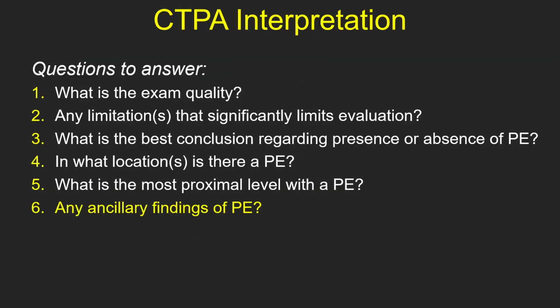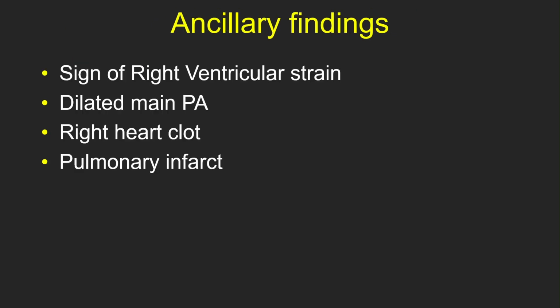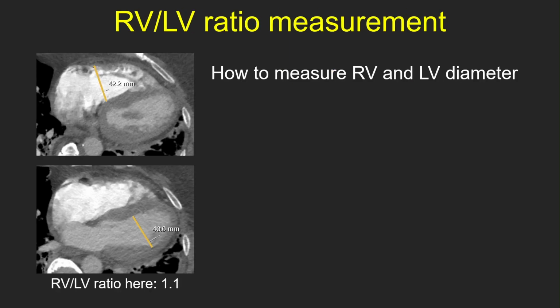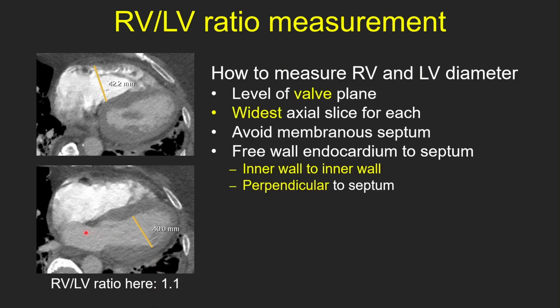The last question to answer is, are there any ancillary findings of PE? Ancillary findings include signs of right ventricular strain, dilated main PA, right heart clot, and pulmonary infarct. Evaluate for signs of RV strain only for positive PE. RV strain can affect the risk category of PE. For the RV-LV ratio, measure the RV and LV diameter at the level of the valve plane, choose the widest axial slice for each, avoid the membranous septum, measure from free wall of endocardium, inner wall to inner wall, staying perpendicular to the septum.